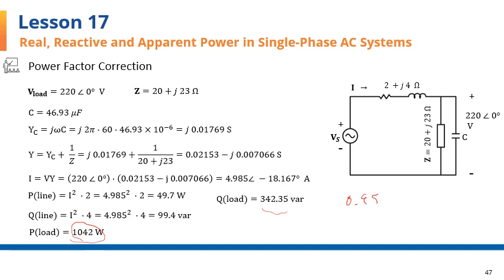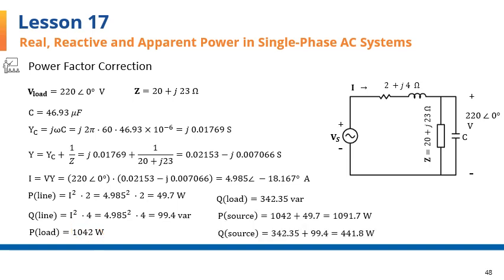The source power is, as usual, the sum of the two powers. And here they are, the real power of the load and the real power loss of the line added together gives me the source real power, and the sum of the imaginary parts of the line and the load gives me the total reactive power that the source has to provide.